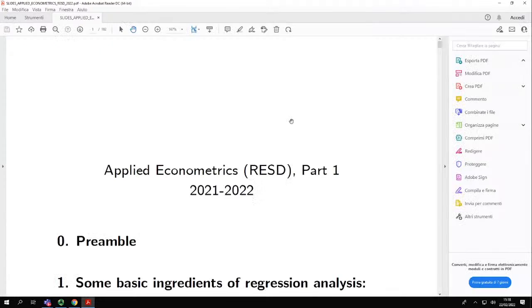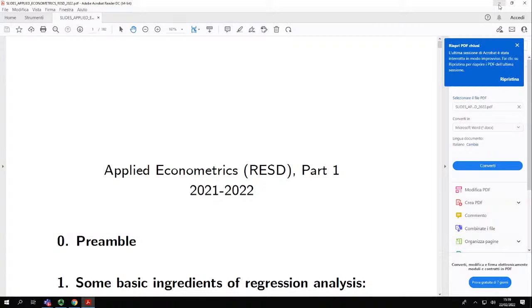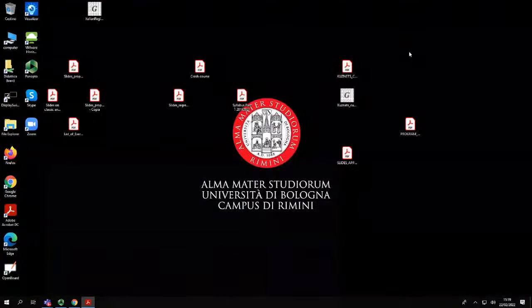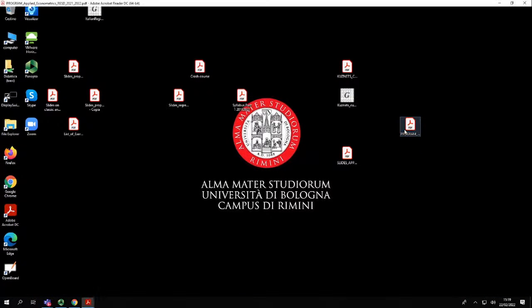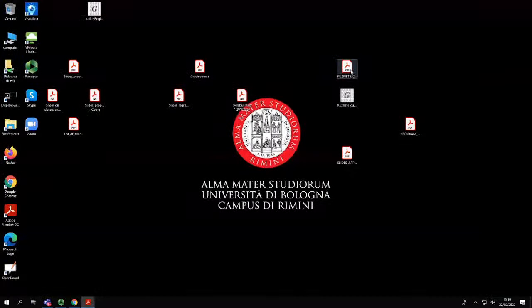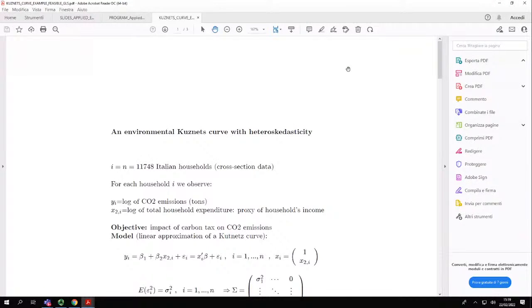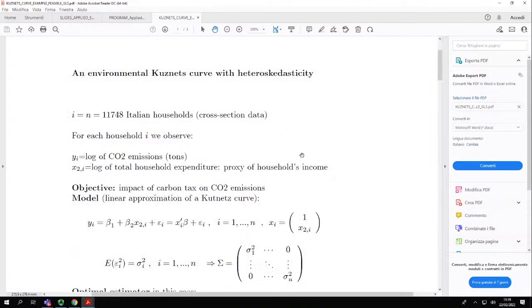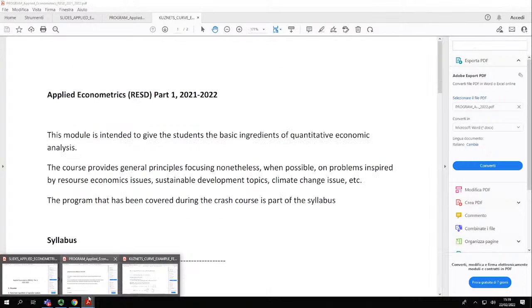Now I'm trying to upload all the material. This morning I sent you something which I want to complete. Those are the slides, then the program. And finally, today I've sent you a file, which is connected to what we were saying yesterday. I want to complete what we were saying yesterday.